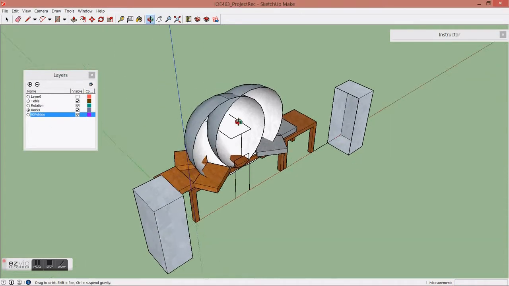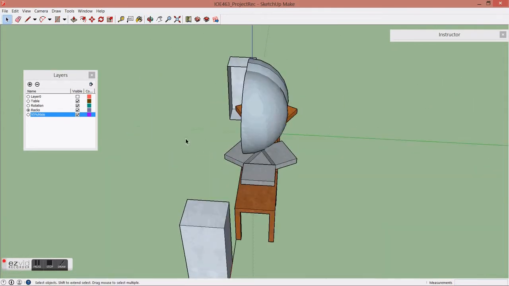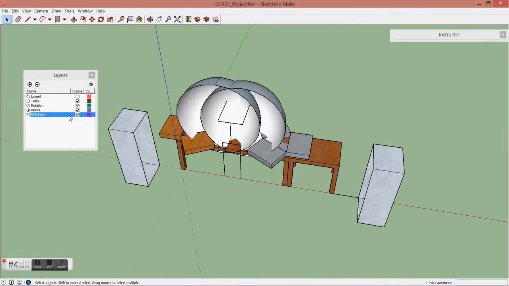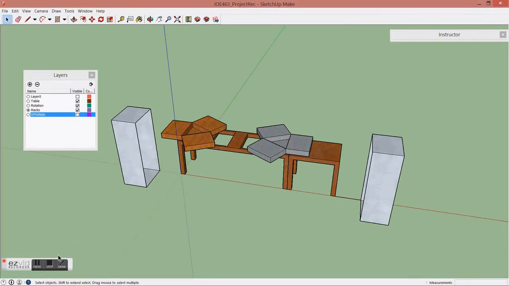Here is the 95% average male reach limit, and now they don't have to walk as far to the next workstation. Here is a last look at our recommendation, and that is our presentation.